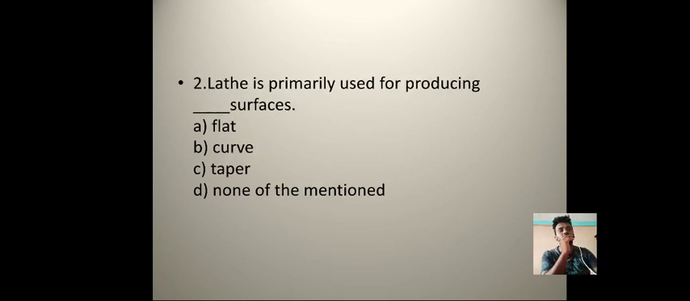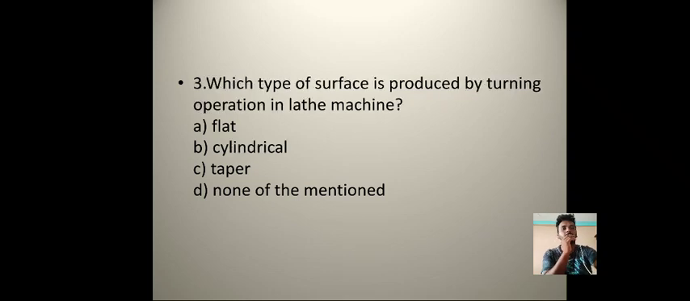We go for the second question. Which type of surface is produced by turning operations in lathe machine? Option A flat, option B cylindrical, option C taper, option D none of the mentioned. Yes, we can obtain all the three, so the answer is all of the mentioned.